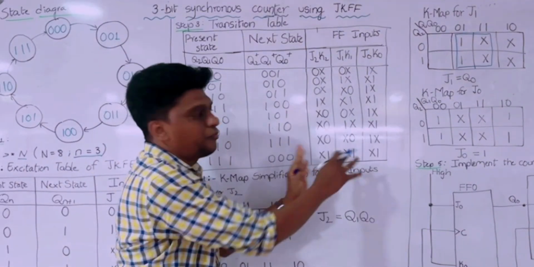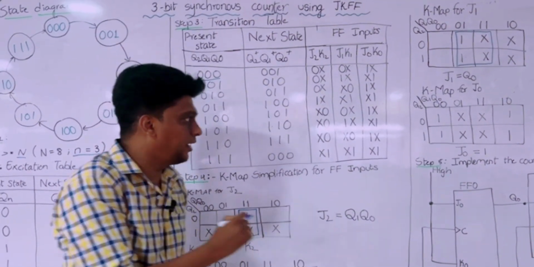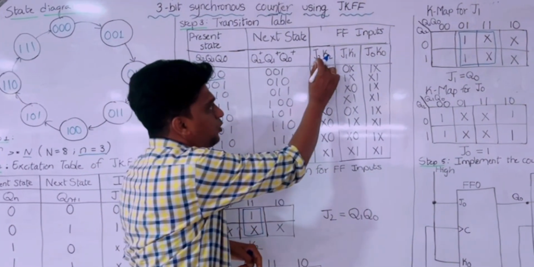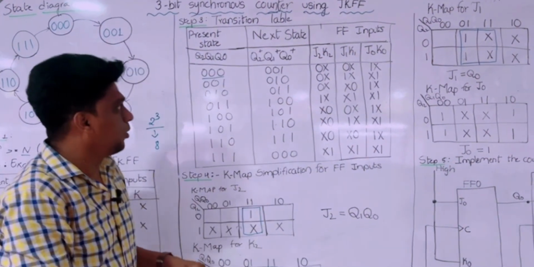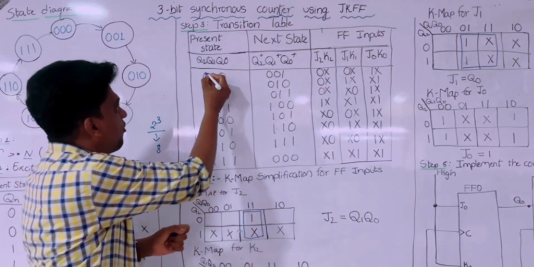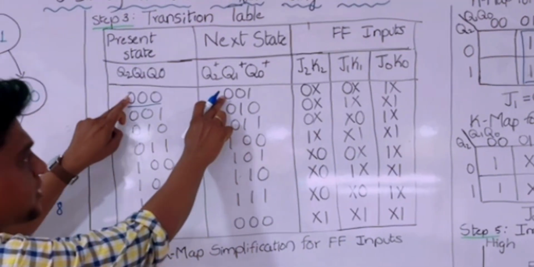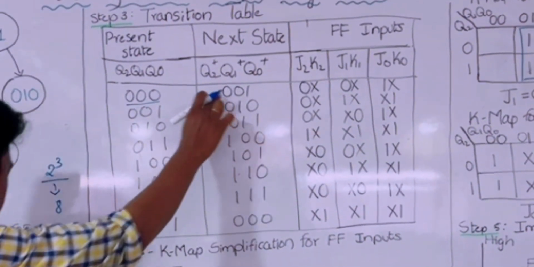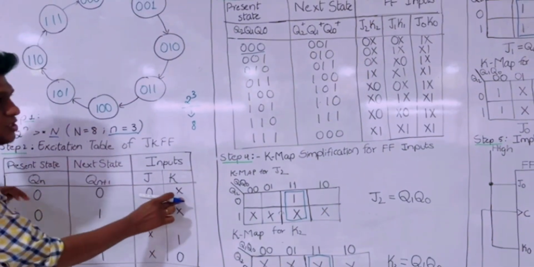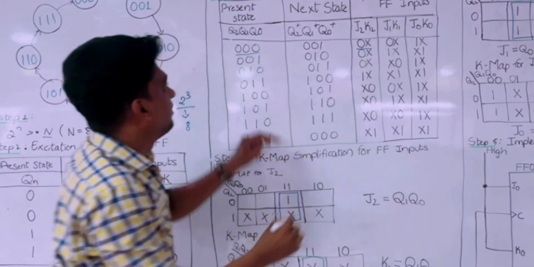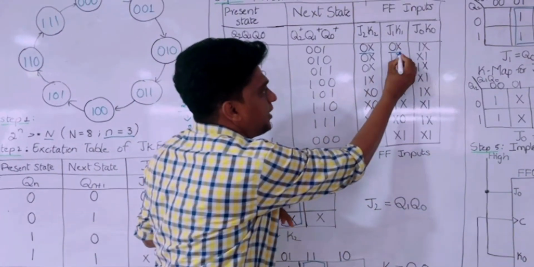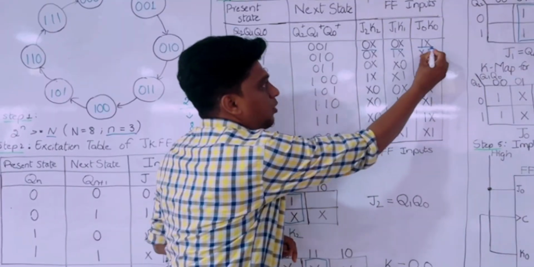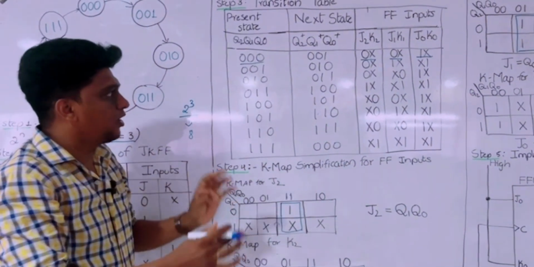Now we have to find the flip-flop inputs. We already know the total number of flip-flops required is 3, so we put J2 K2, J1 K1 and J0 K0. By comparing Q2 and Q2 plus, we find J2 K2. For example, Q2 here is 0 and Q2 plus is 0. For 0 to 0, the input is 0x, which we have marked here. Then again 0 to 0 is 0x. Then 0 to 1 is 1x. Likewise we have to fill this column for all values.